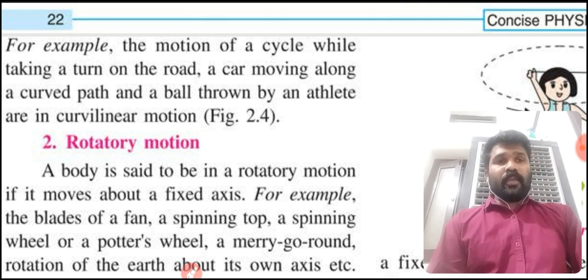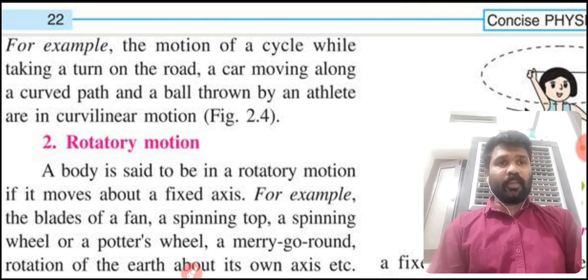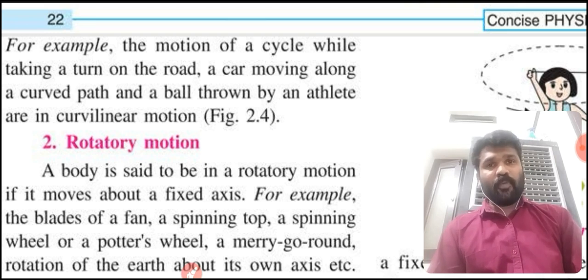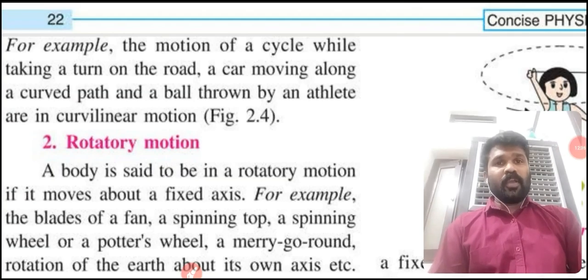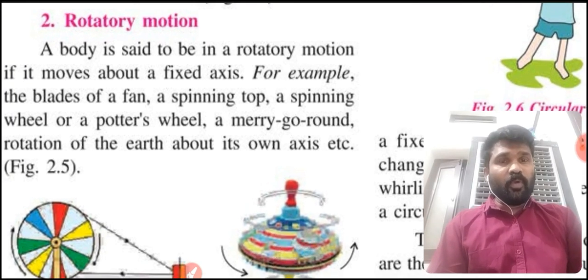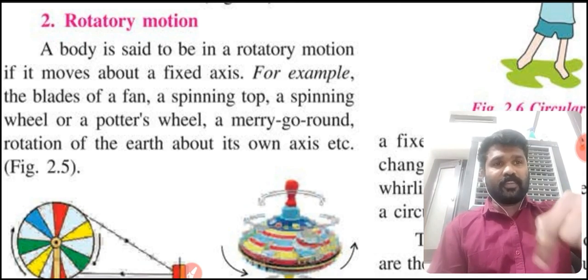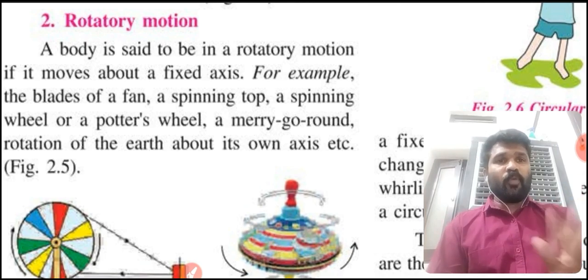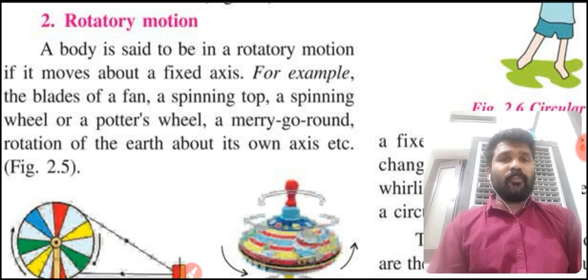Now we are going to discuss the second type of motion, that is rotatory motion. First type of motion we have discussed, translatory motion. Translatory motion can be divided into two, curvilinear motion and rectilinear motion. Keep that in your mind. Now second type of motion, that is rotatory motion. A body is said to be in a rotatory motion if it moves about a fixed axis.